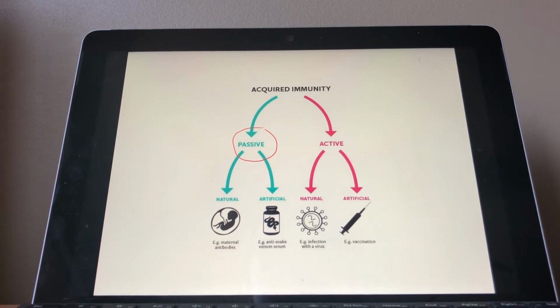Now, immunity means that you will not be able to be infected or even affected by the pathogen. It could be anything, right? But anything that comes into your body and is foreign, right? Okay, so there's different ways to acquire this immunity.